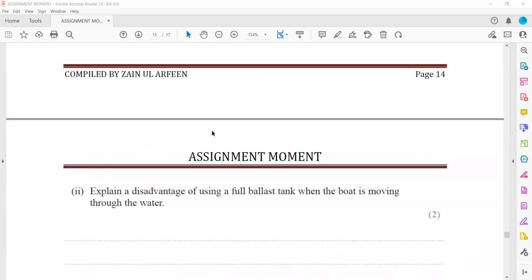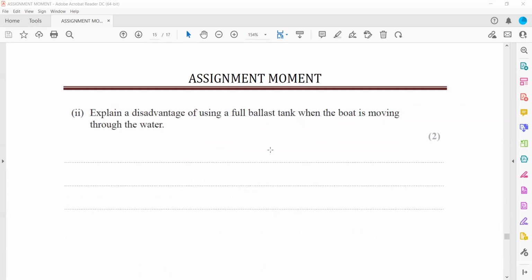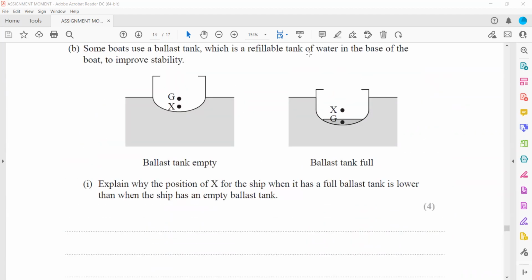And in part B, explain a disadvantage of using a full ballast tank when the boat is moving through water. When the boat is moving through water, you can clearly see that there is a large area in contact with the water. A large area in contact with the water means it will have a greater drag force or greater resistance from the water. So it needs more energy or more power to move through the water. That's the disadvantage of having a full ballast tank.